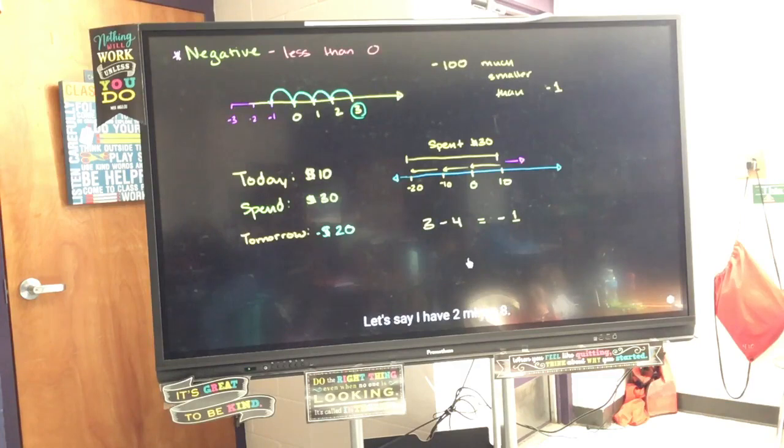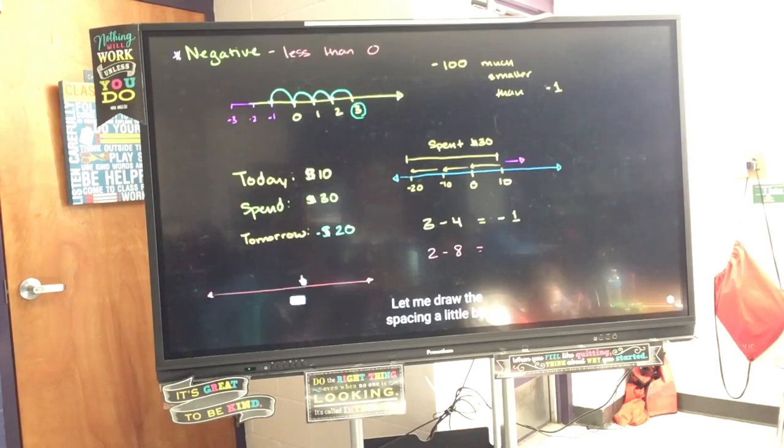Now let's do a couple more. Let's say I have 2 minus 8. We'll think about more ways to do this in future videos, but once again, you just want to use the number line. You have a 0 here. Let me draw the spacing a little bit. We're at 1, 2. If we're subtracting 8, that means we're going to move 8 to the left. So we're going to go 1 to the left, 2 to the left. So we've gone 2 to the left to get to 0. We have to move how many more to the left?